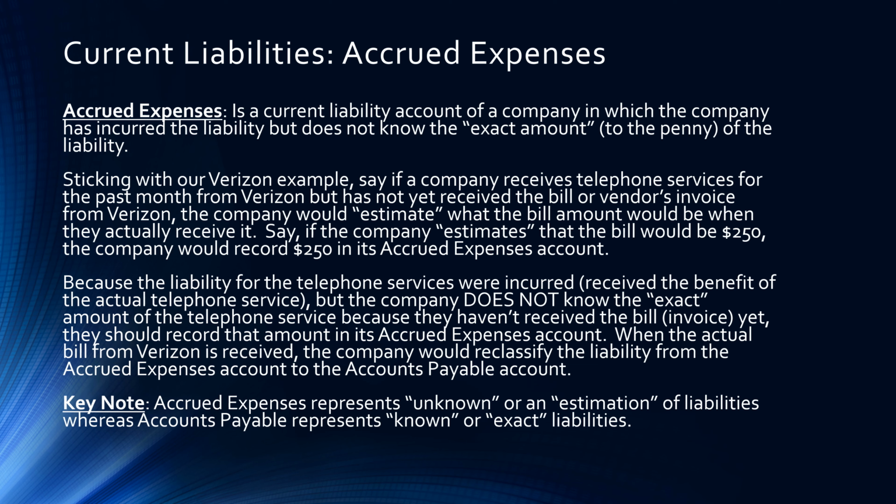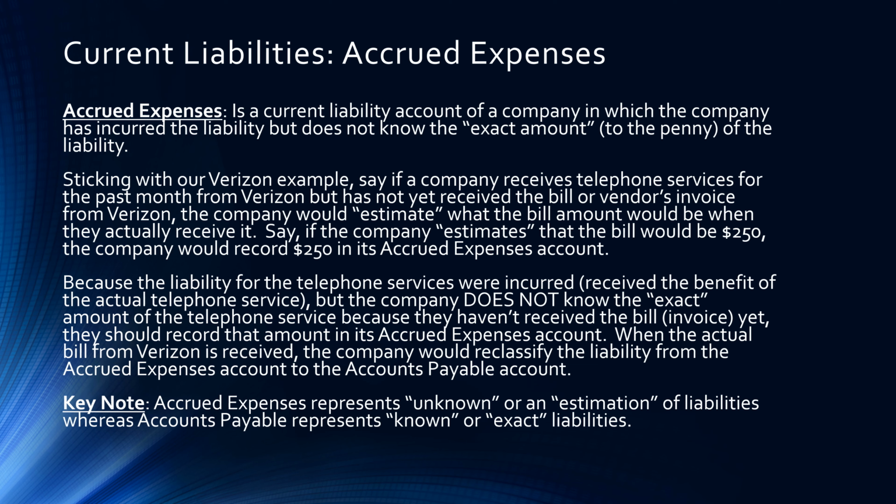Another type of current liability is called an accrued expense account. So accrued expenses is a current liability account of a company in which the company has incurred the liability, but contrary to accounts payable, does not know the exact amount to the penny of the liability. So sticking with our Verizon example, say a company received telephone services for the past month from Verizon, but has not yet received the bill or vendor's invoice from Verizon, the company would then have to estimate what the bill would be when they actually receive it in the mail.